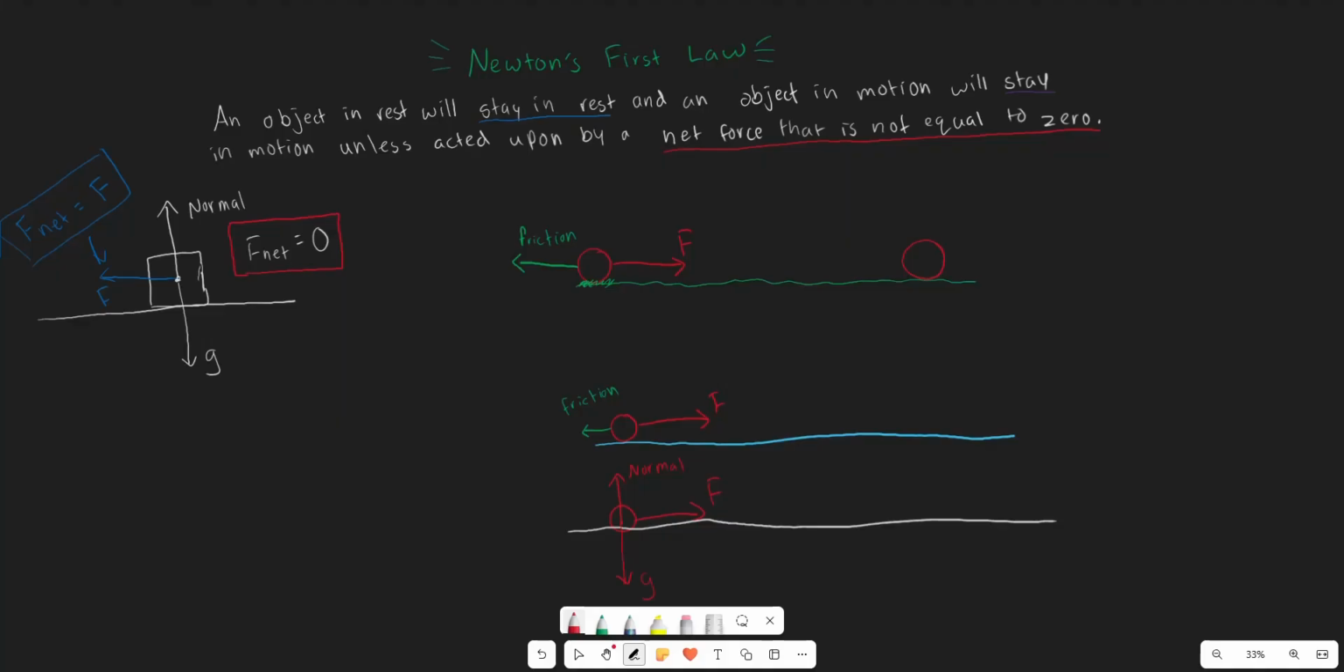Here, the net force is 0 because there's no acceleration. It doesn't change its motion. There's no force that causes it to change. It's moving at a constant speed. So that's how we know that the net force is 0. That's Newton's first law for you.